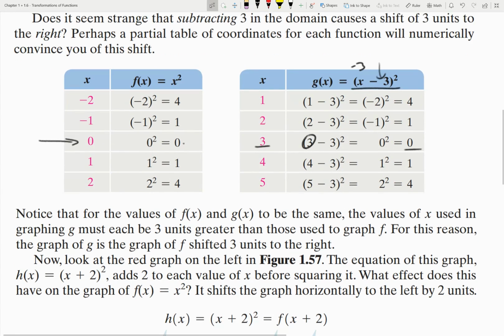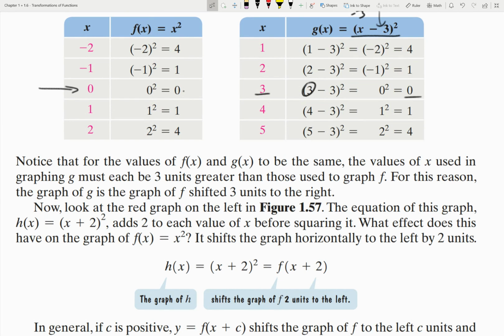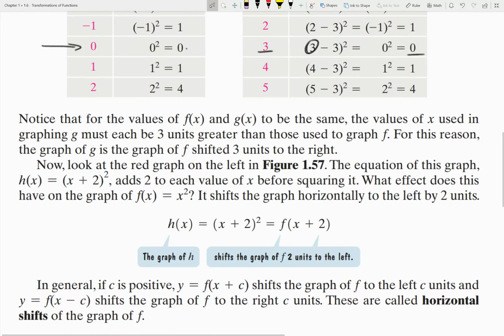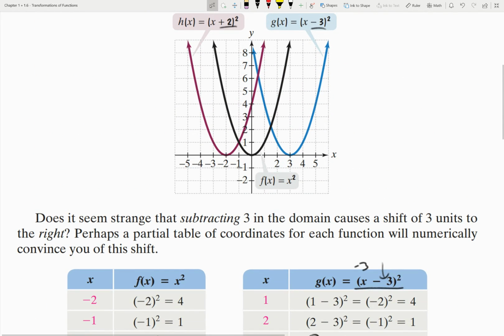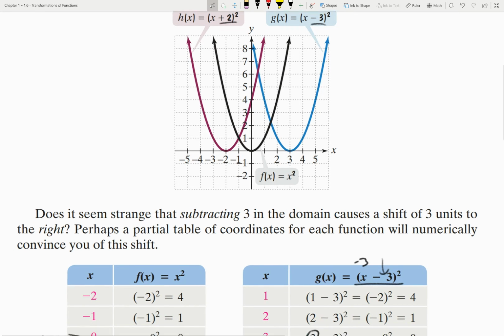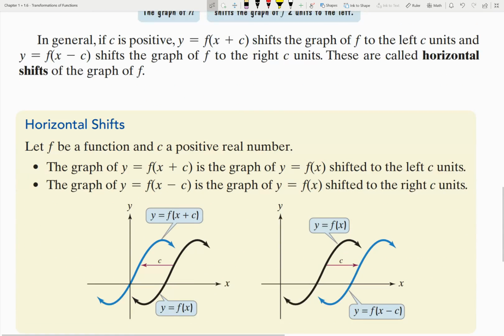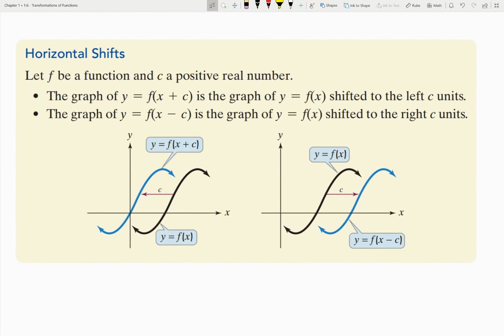Okay, and that's explained right down here. So look at the red graph again and the blue graph, and we can see that the red graph is shifted left and the blue graph is shifted right, which gives me my general rule for horizontal shifts. Okay, if C is added to the inside of a function.